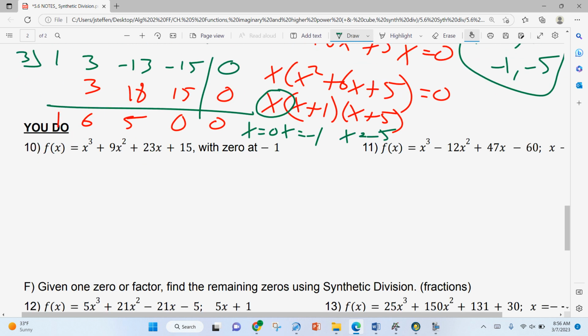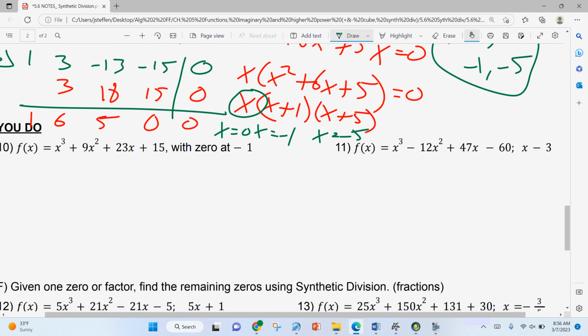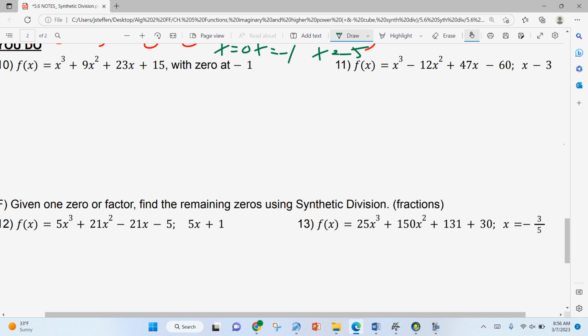So go ahead and do number 10 and 11 on your own. Same thing. I'll let you guys work on this a little bit, then I'll put the answers. And then we'll talk about, I'm not going to do the other you do section, but I will probably do 1 or 2 of these next ones with 12 and 13.